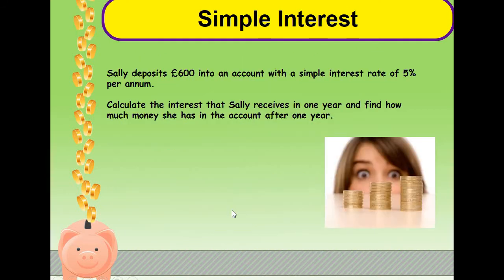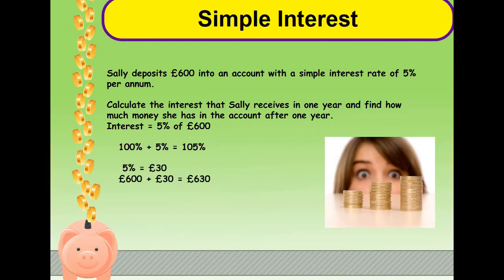Okay, so Sally put £600 into an account with a simple interest rate of 5% per year. Calculate the interest Sally receives in 1 year and find out how much money she has in her account at the end of 1 year. So we're finding 5% of 600. We're adding on 5% to the original amount, which we think of as 100%. So her new amount is 105%. So 5% of 600, if we divide by 10 and half it, we get £30. So we add on £30 to the amount she's got. So with simple interest, every year we would add on £30. The amount stays the same every year.